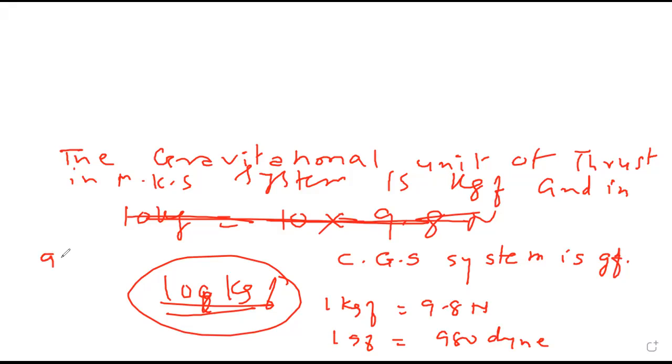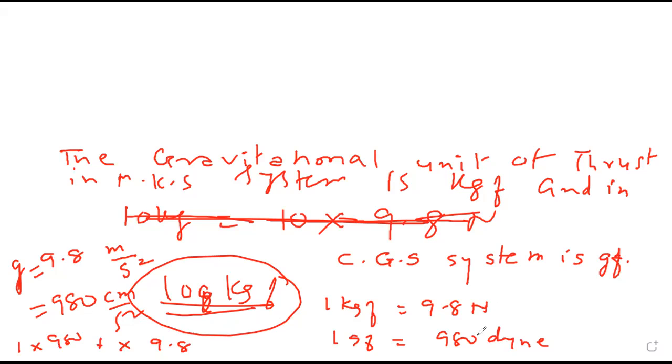One minute, wait. All of you know g is 9.8 meter per second square, or not? Yes, sir. And if I convert into centimeter, it becomes 980 centimeter per second square. That's why it is written here as 980. 1 kgf means you convert into Newton by multiplying with 9.8, therefore 9.8 Newton. Now in gf, g in CGS is 980, therefore I got 980.